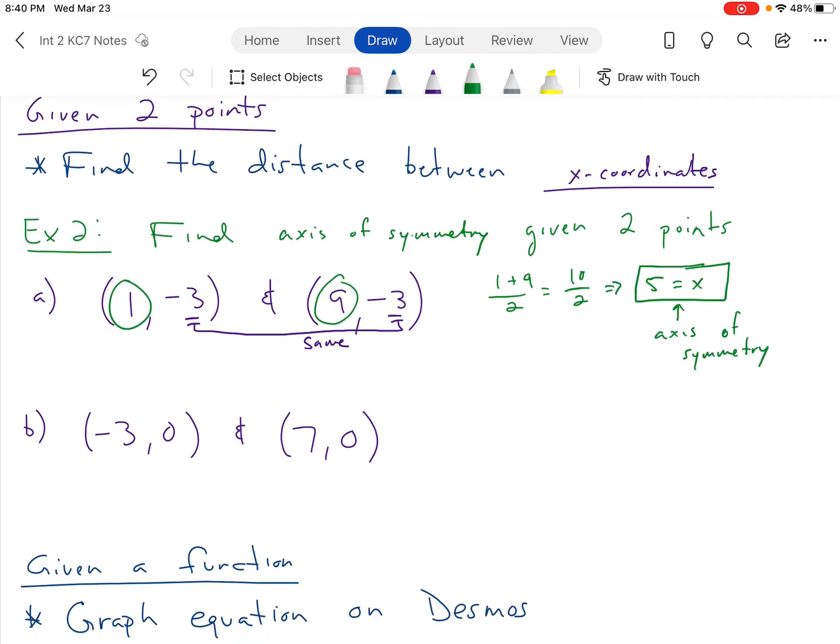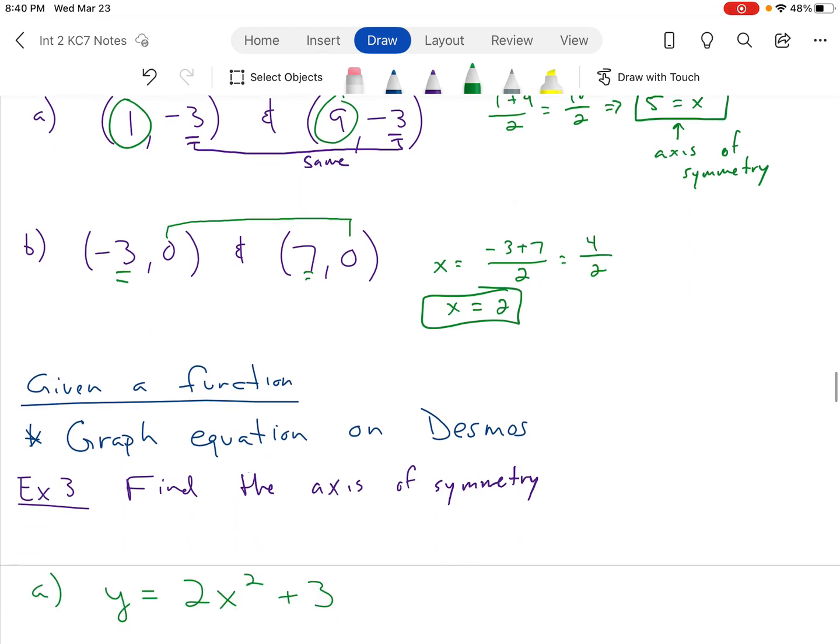Go ahead and pause and try to do B. In B, your y-coordinates are 0, so I'm going to add these two x values to find x, my axis of symmetry. So -3 plus 7 divided by 2. -3 plus 7 will give you 4, divided by 2. I have x is equal to 2 as my final answer.